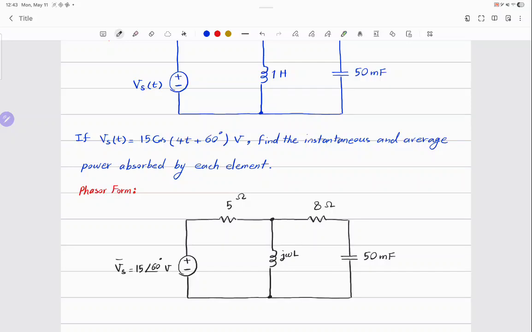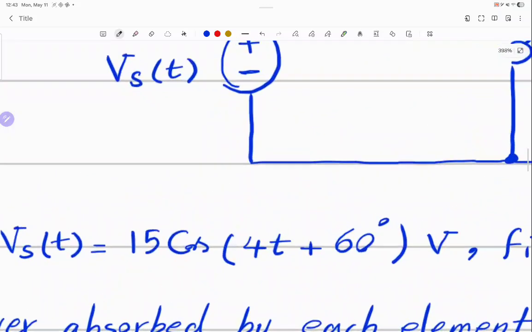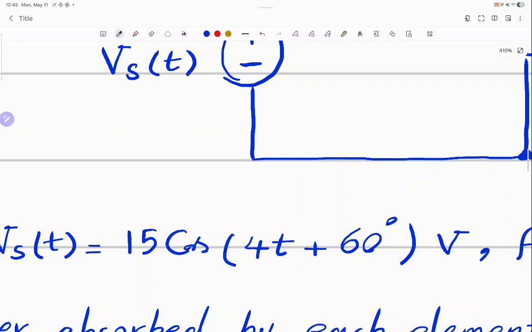j omega L. You don't have to memorize it. It's also given to you, but what is the omega in this problem? Next. What is the omega, Jonathan? Don't dare say pass. 4. Whatever is multiplied by t is your omega.